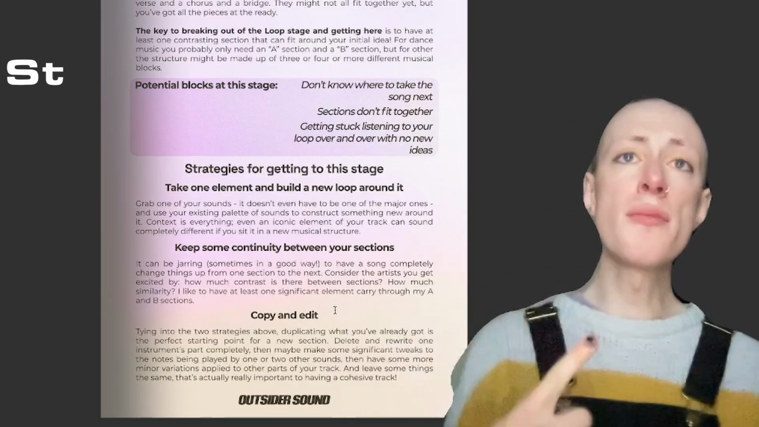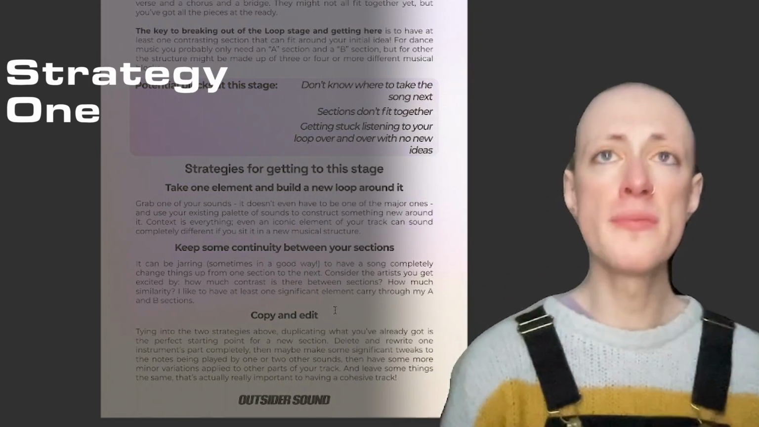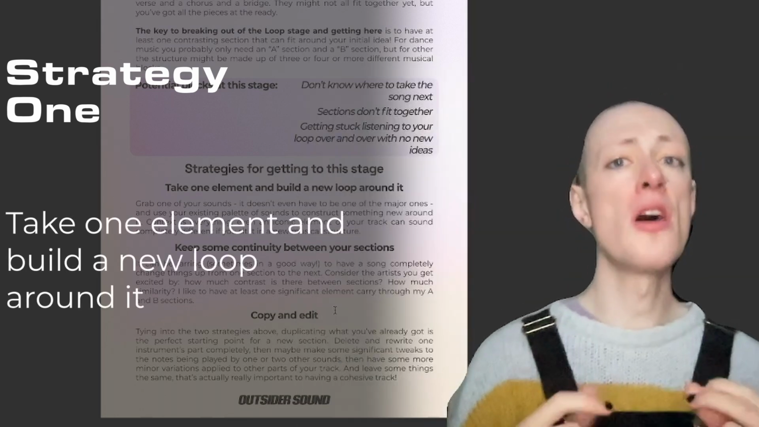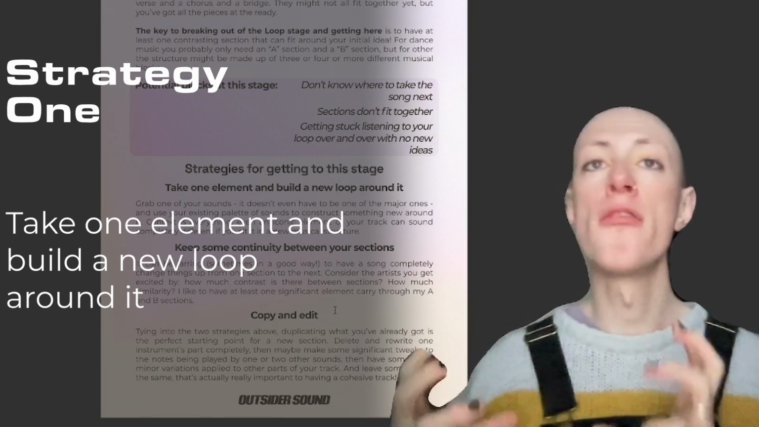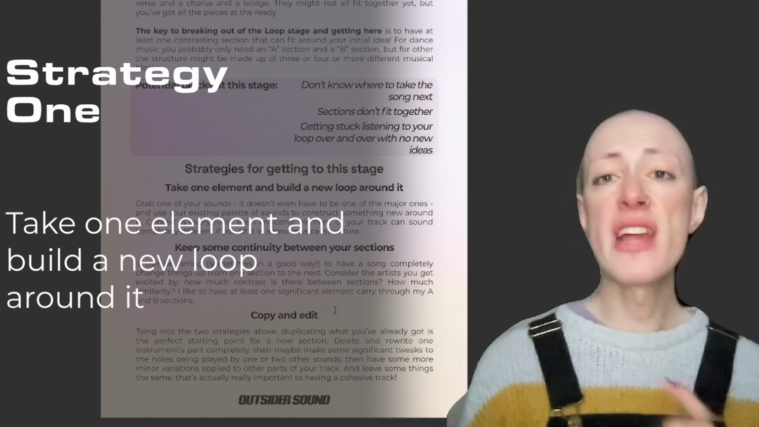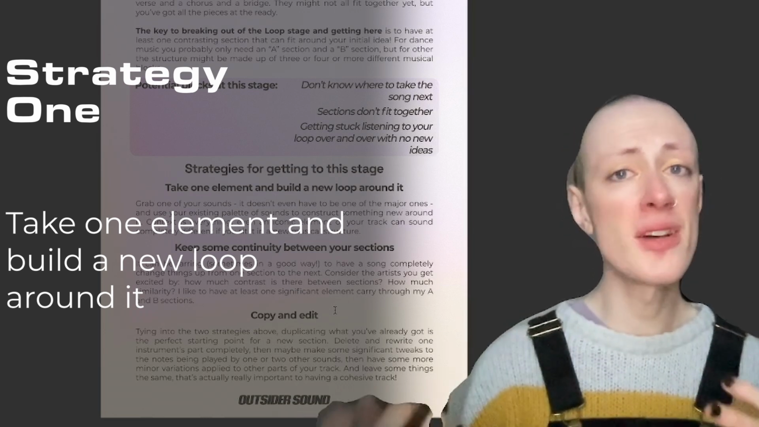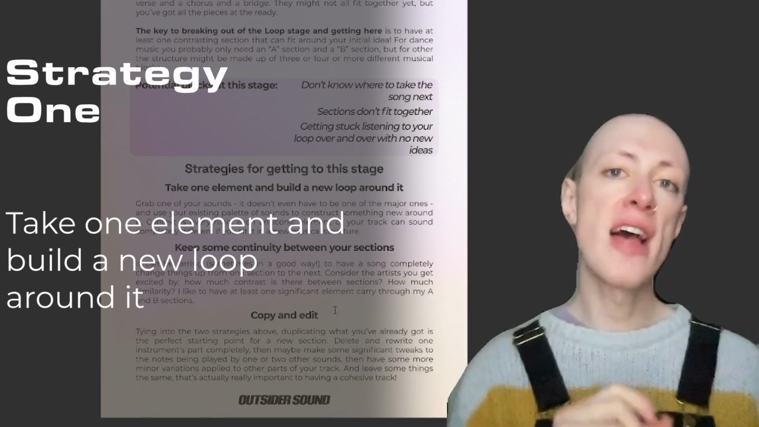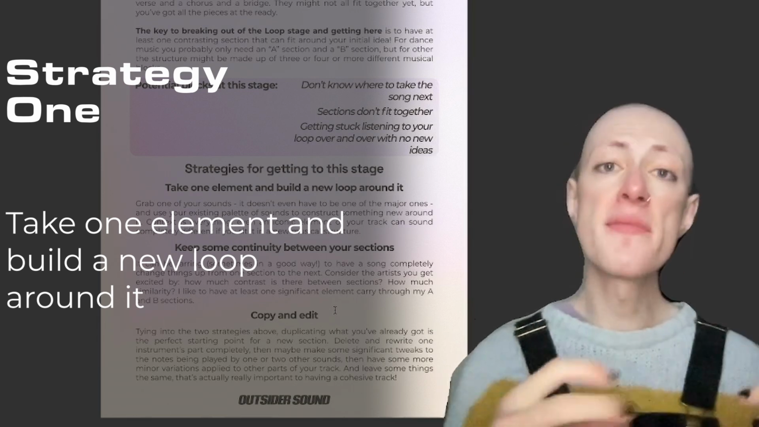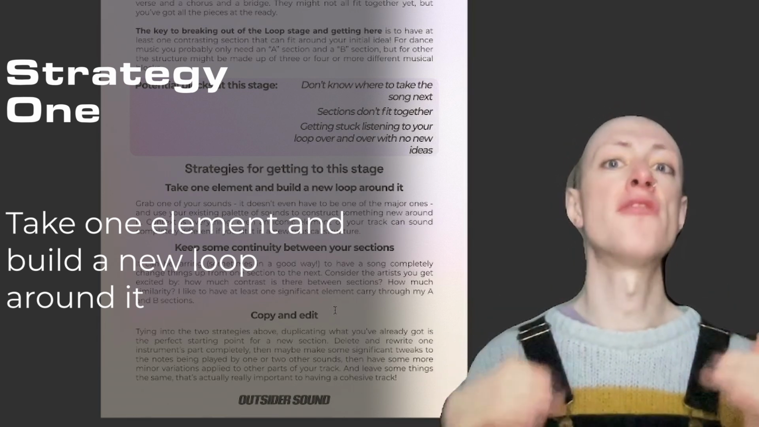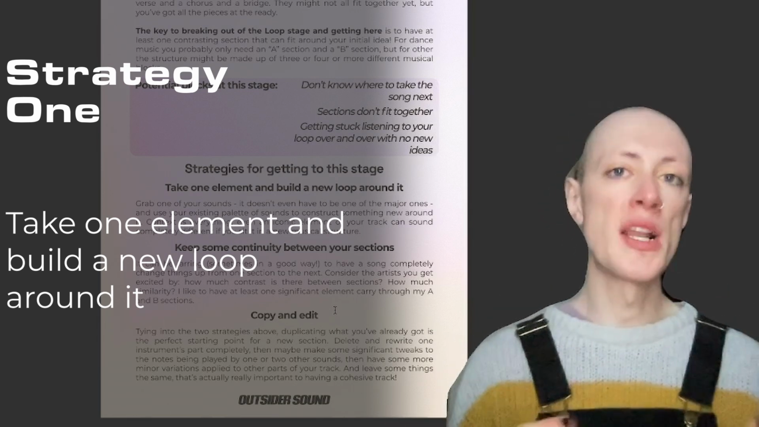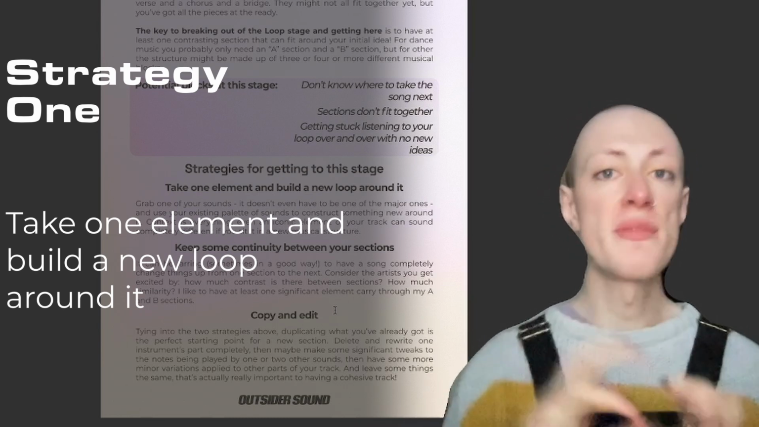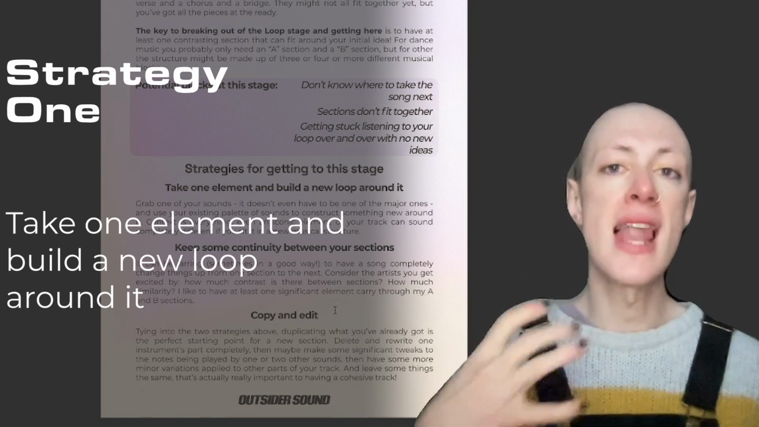So strategy number 1 for getting out of the loop stage and getting to stage 3 here is to take one element of your track and build a new loop around it. It doesn't even have to be one of your main sounds. It can just be a supporting layer or a couple of elements of your drum kit. Take something, keep it the same as it is in your first section and recontextualize it by making different musical choices in the instrumentation that you're supporting it with and layering around it.